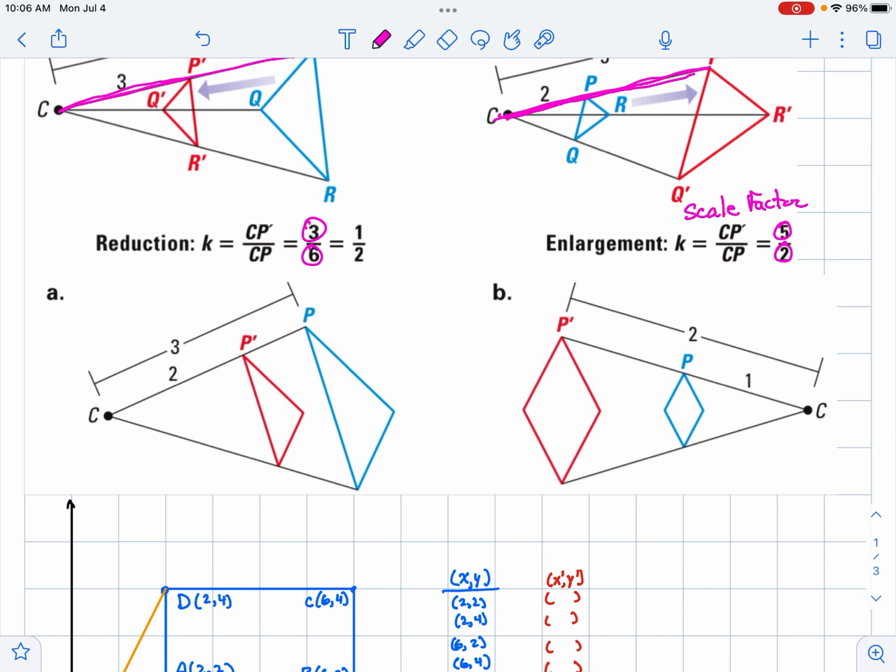Now let's look at these down here. Here we've got 2 over 3. So notice that's a reduction. The blue is the original, the P, and then the P prime is what we ended up with. Over here, we take the new, which is 2, over 1, and we get a scale factor of 2.